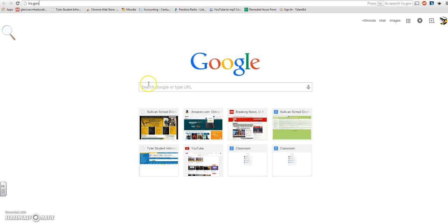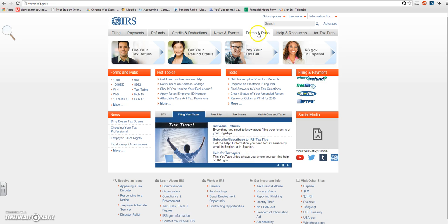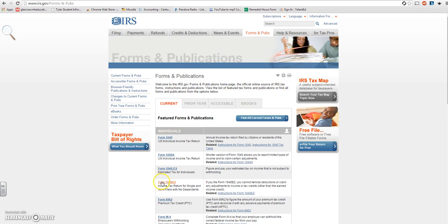Okay, first place that we want to navigate out to is the irs.gov website. Once we get to this website, we will be able to pull up forms and publications. On the forms and publications link, you're going to see many different forms. We want to open the 1040EZ and the instructions that go along with it.